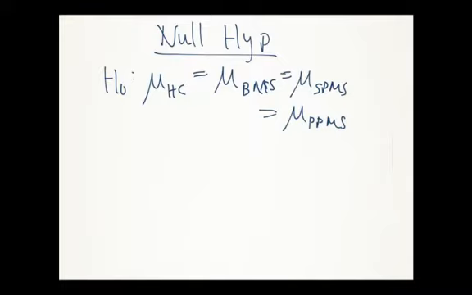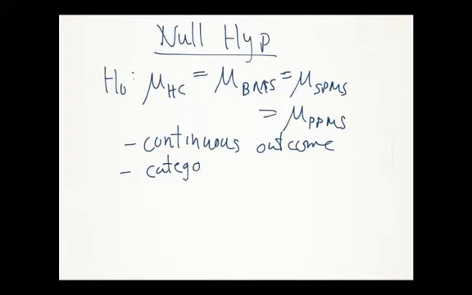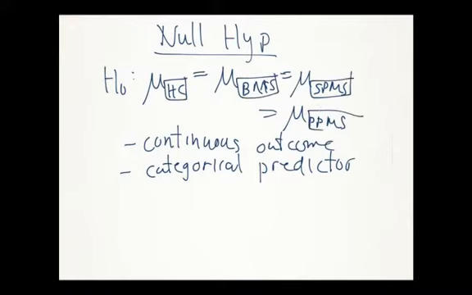And again, we have a continuous outcome, which is this measure of hypointensity, and a categorical predictor. Namely, which group are you in? Are you in the healthy control group? Are you in the benign group? Are you in the secondary progressive, or are you in the primary progressive? Now, what would the alternative hypothesis be?